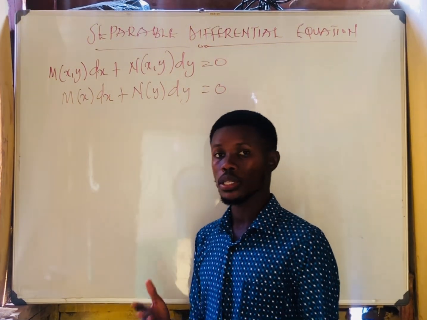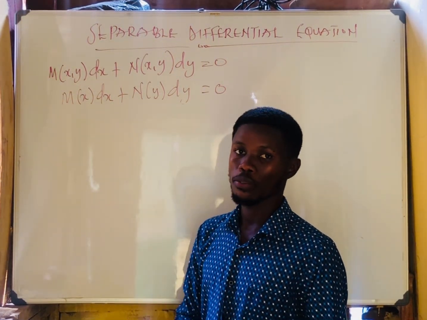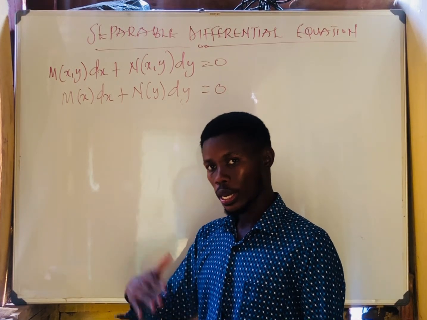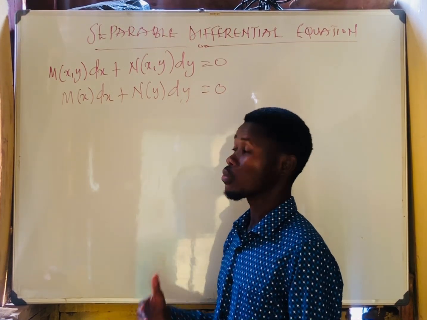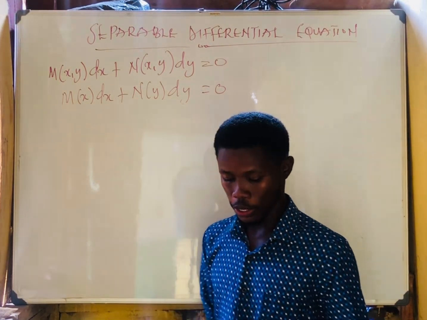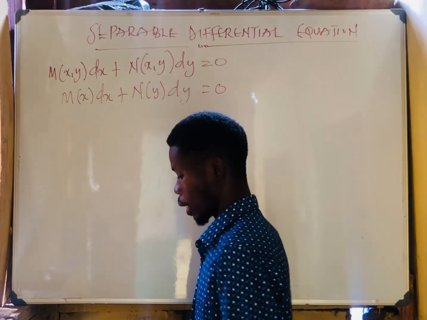So when we talk about separable, we try to group the functions of y and its derivative together, and the function of x and its derivative together. So now let's look at an example.